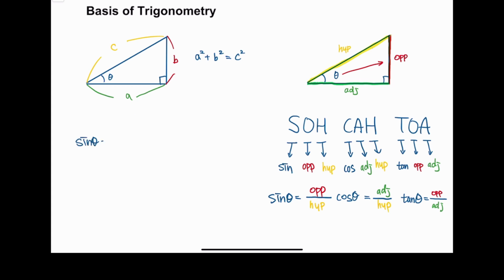So sine theta is opposite over hypotenuse. Opposite is b. Hypotenuse is c. So it would be b over c. And next, cosine is adjacent over hypotenuse, which is a over c. And last but not least, tangent theta is opposite over adjacent, which is b over adjacent. Adjacent is a. So b over a.